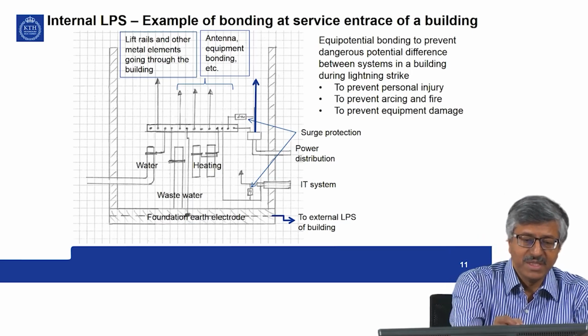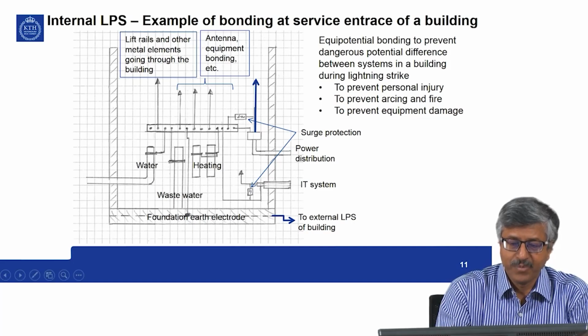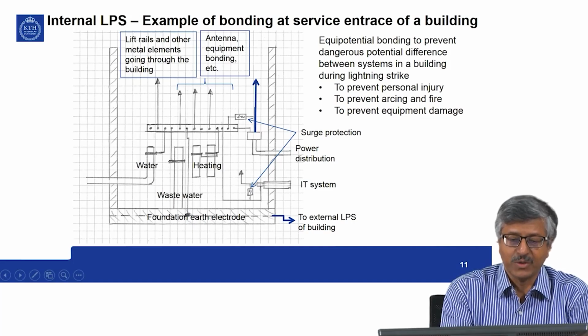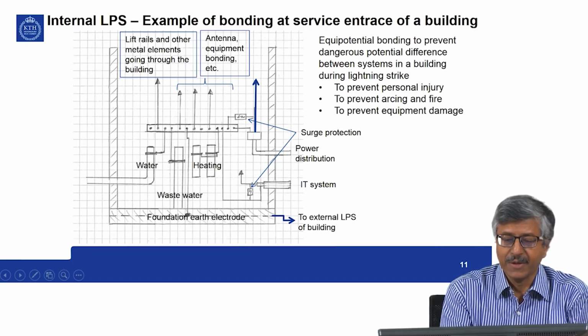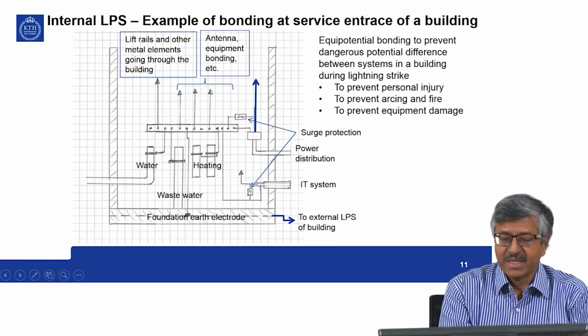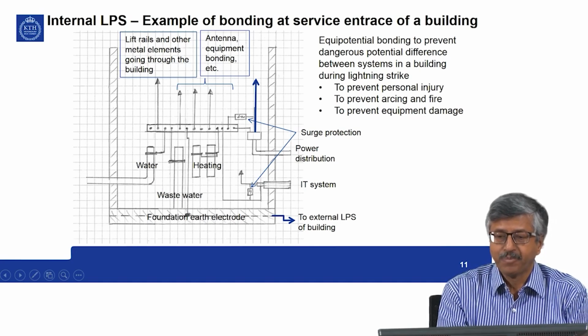For example, this is the periphery of a structure. It is not to scale, just to show the principles. So, this is the foundation earth electrode, and that is connected to the external lightning protection system of the building.